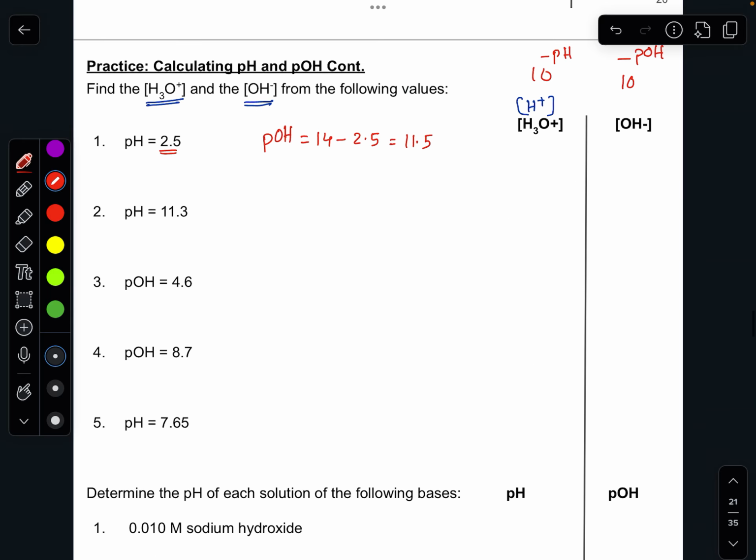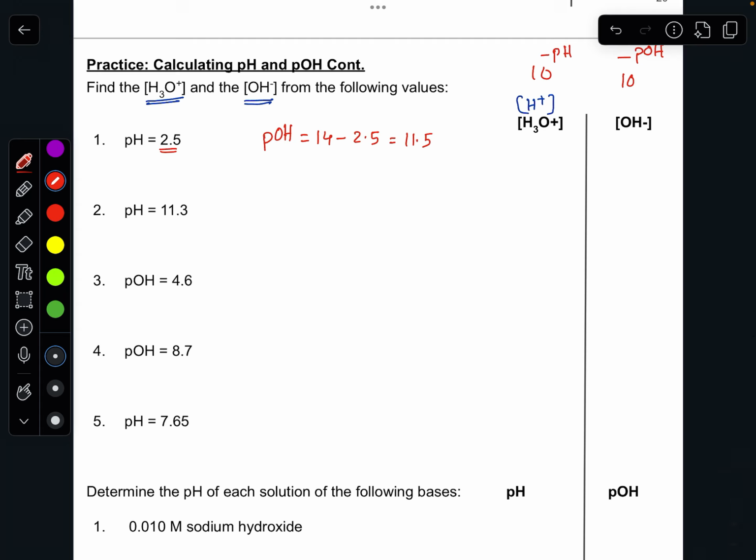Okay. So just go to your calculator and type 10 to the power of negative 2.5. Okay, so 10 exponent negative 2.5. Then you will get the answer is 3 times 10 to the power of negative 3. Okay, 3 times 10 to the power of negative 3.